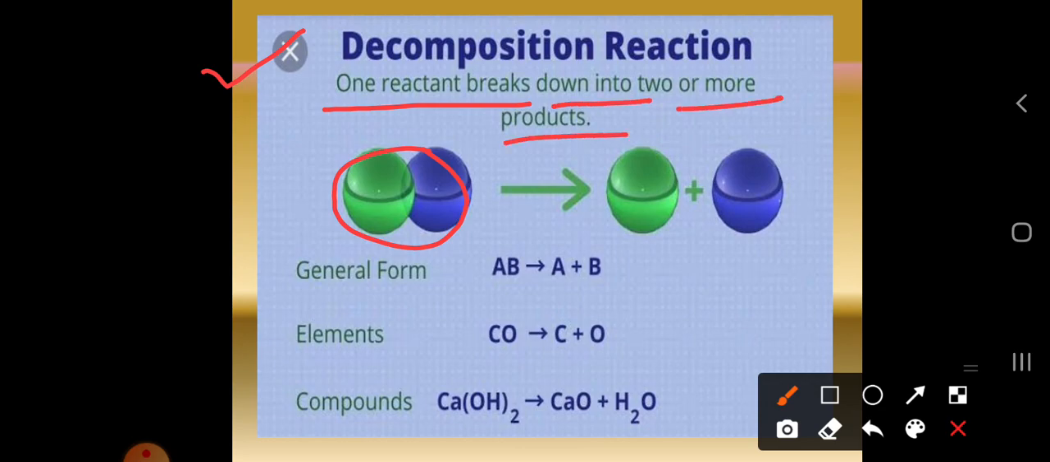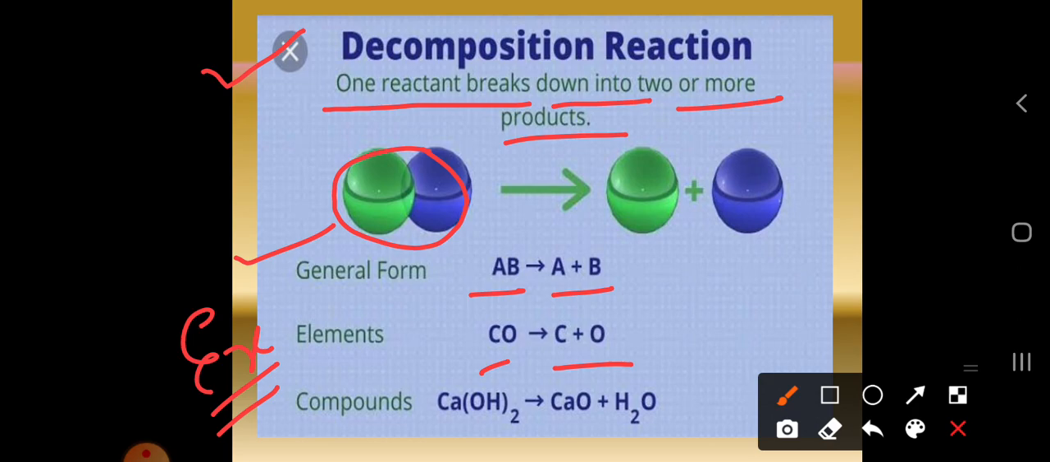So this is the general form: if this is our reactant, it will be broken down into 2 products. Here is one example we are going to discuss. Carbon monoxide will break down into 2 products, carbon and oxygen.